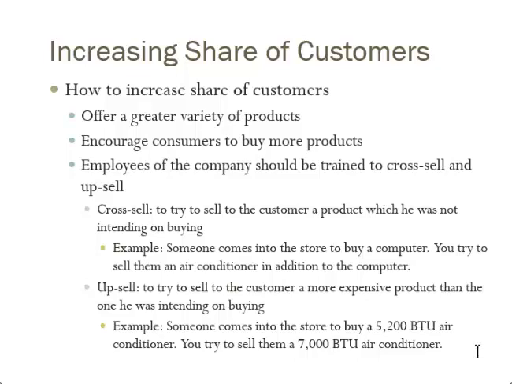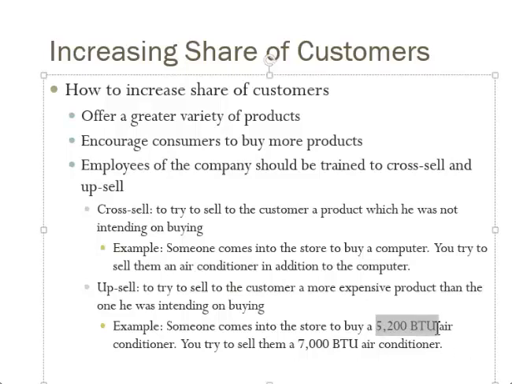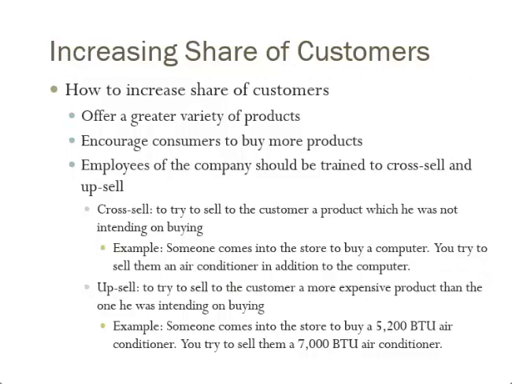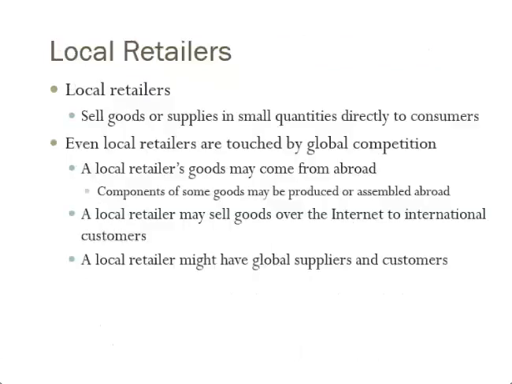Customer went in for an inferior or a lower end product, and you sold the customer a higher end product. The customer went in to buy a 5200 BTU air conditioner, and you say, well, the room that you're talking about is 300 square feet. A 5200 BTU air conditioner is not going to cut it. You should really get a 7000 BTU air conditioner. You have now succeeded in an upsell. You've gotten your company more profits by selling a more expensive product.